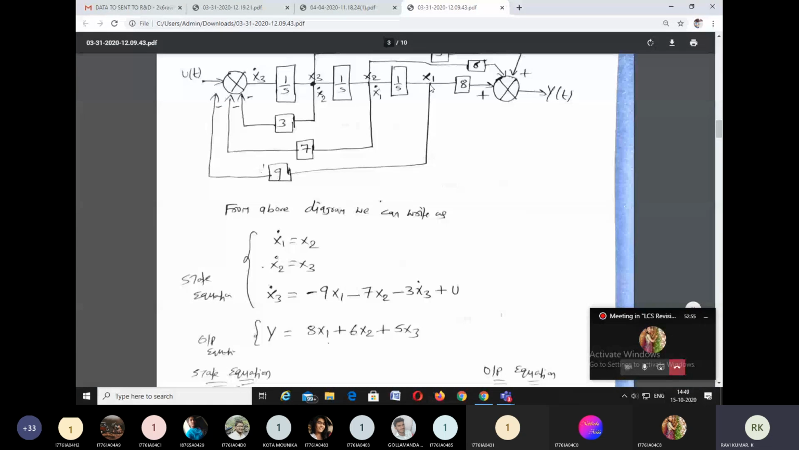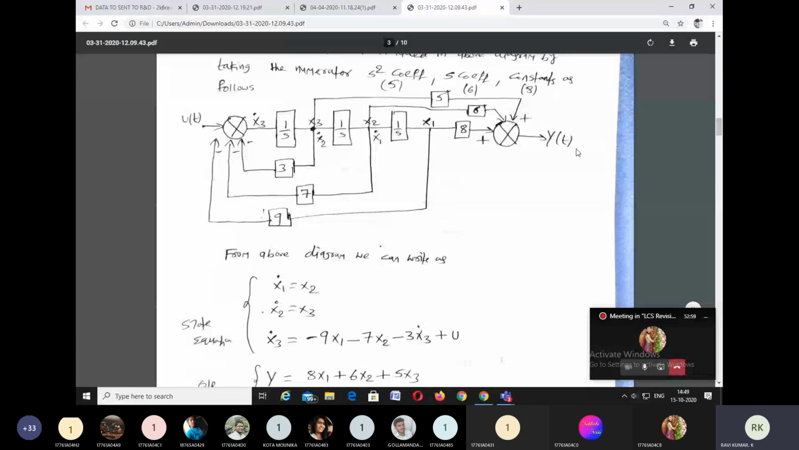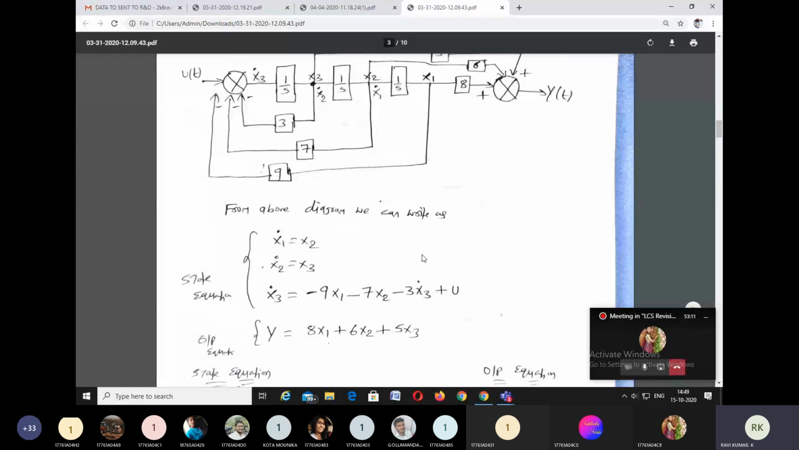So how do we write the state space model? Observe here, the output equation. Output y is the output of this adder, whereas the inputs of this adder are 8 into x1, plus 6 into x2, plus 5 into x3. That is the output equation: y is equal to 8x1 plus 6x2 plus 5x3. So you got the output equation.